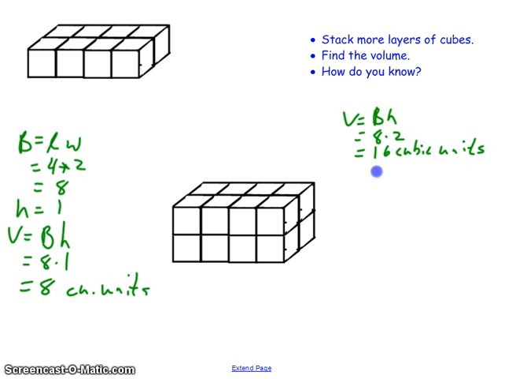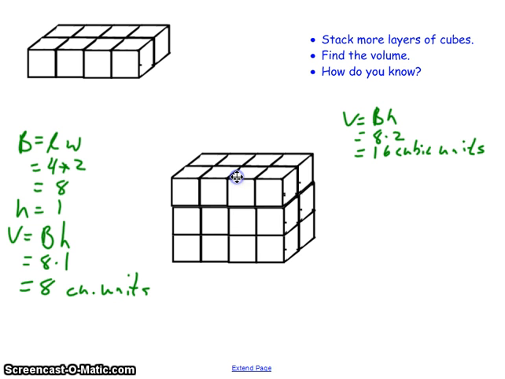Okay, if I put a third layer on top, and by the way, this is for the table on your paper on the front side, bottom right. If I put a third layer, the volume formula is still the same, base times height. The base is still 8. It is still 8 square units. The height is now 3. 8 times 3 is 24 cubic units. Okay?